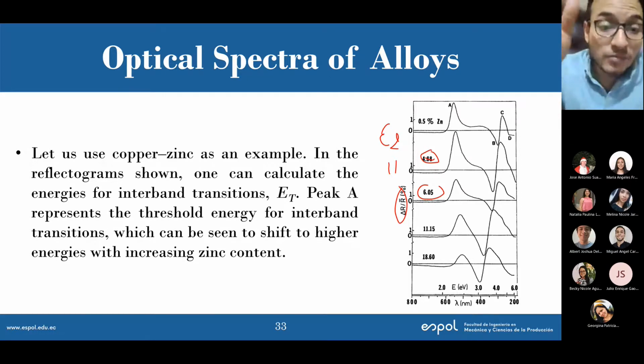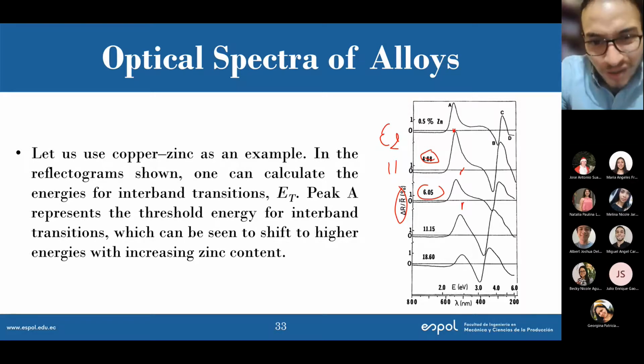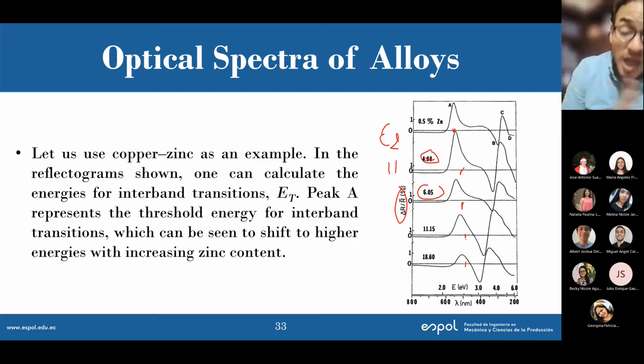So peak A obviously becomes the threshold energy for interband transition. And if you see, it actually shifts to higher energy with increasing zinc content. Let's say it's around 2.2, then it shifts to 2.4, then around 2.42, then to 2.5 maybe, and then around 2.6. So it is shifting as I increase the content of my alloying element. I am shifting that threshold energy for interband transition.